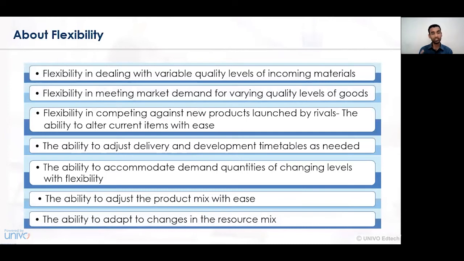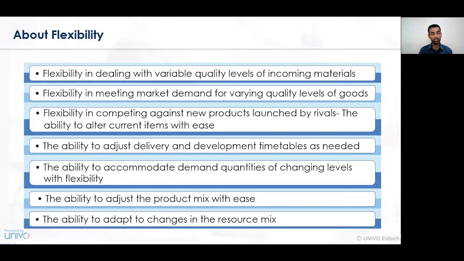The operational variability focuses on the concept of how the variations in the quality and competency of the product can be maintained and how those particular incoming materials can be controlled. The flexibility in meeting the market demand for varying quality levels of goods. So whatever quality of goods are available with us, those goods should meet the demand in the market, and whatever demand has been created should match the supply that has been provided. Flexibility in competing against a new product that has been launched by the rivals.